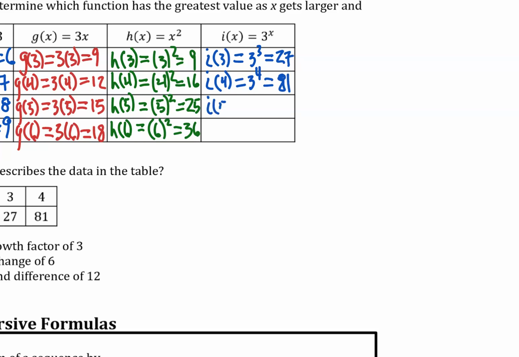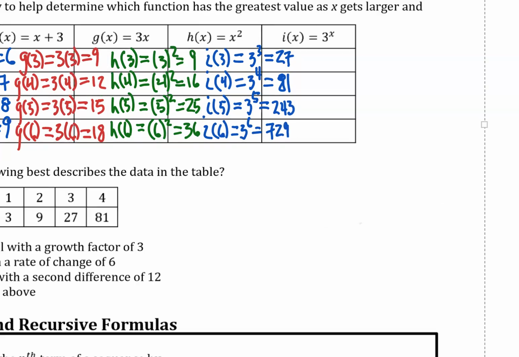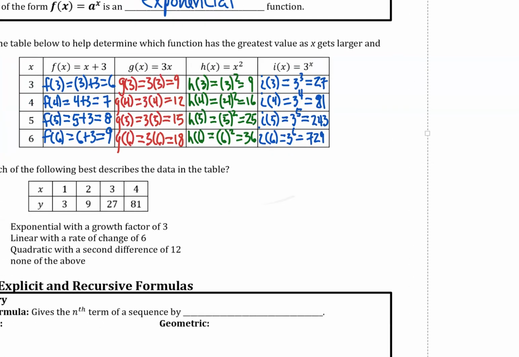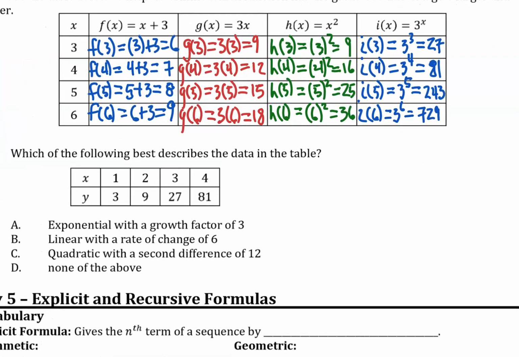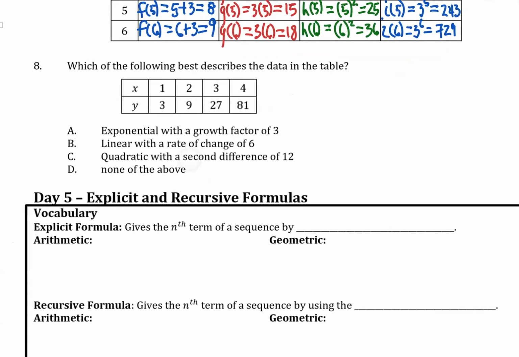I of 5, well, that's going to be 3 to the fifth. So that's 3 times the previous answer, which is 243. And then the last one, i of 6. That's going to be 3 to the 6th power. That's 3 times the last answer, which is 729. And so that shows that this last one, the exponential, is the one that's really going to grow a lot faster. That will be the fastest growing one that we see.